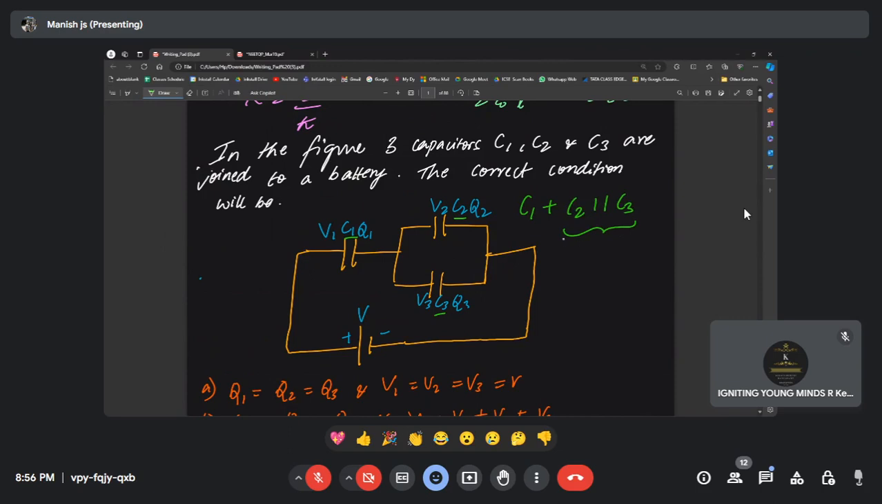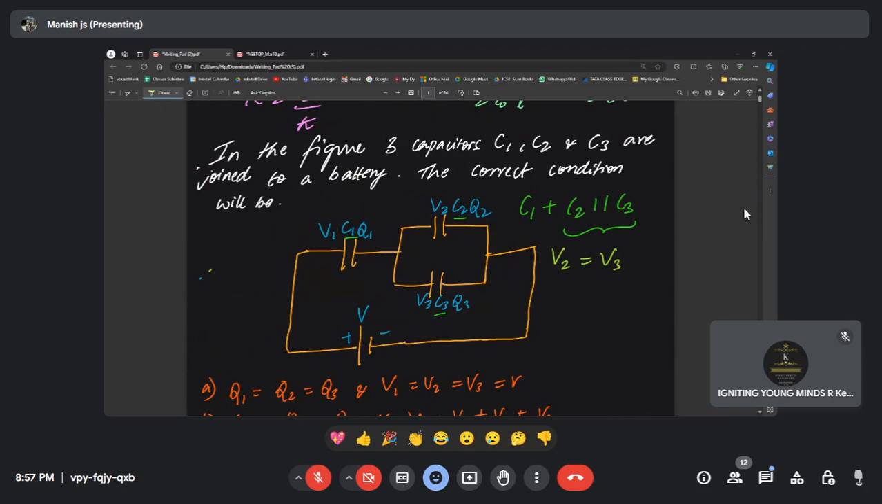If C2 and C3 are in parallel, something is similar between both of them, right? What is the same and what is different for the second and third capacitors? Whenever capacitors are in parallel, what is the same? Potential is the same or charge is the same? Yes, that's correct. Potential is the same. So you can say V2 is equal to V3. That is absolutely correct because both of them are in parallel. The potentials across each capacitor will be the same.